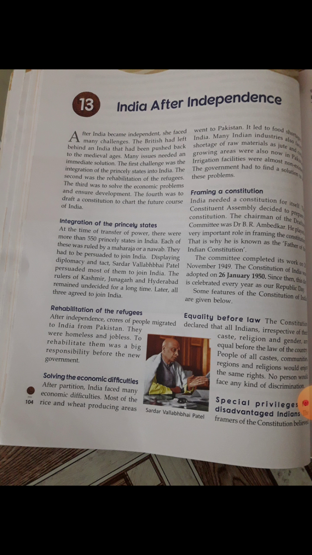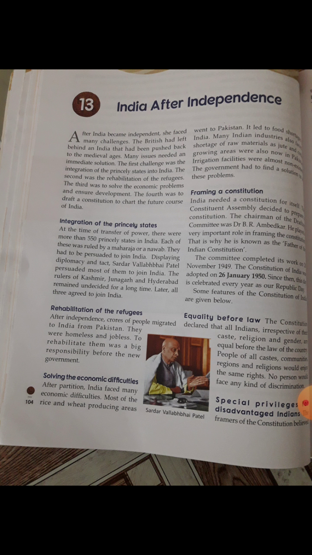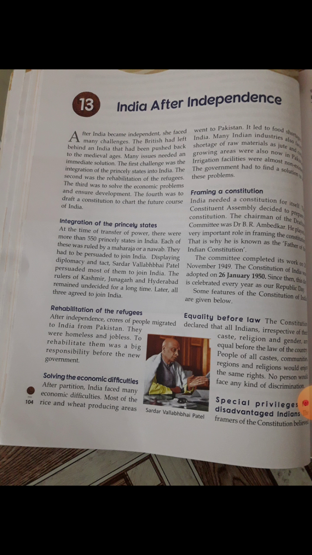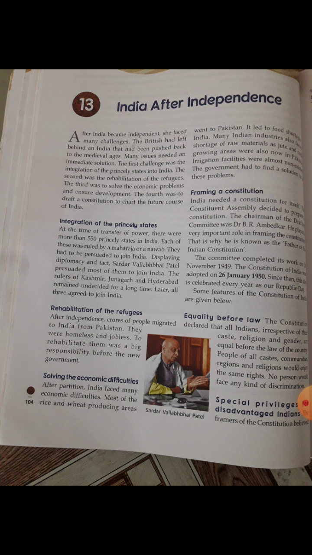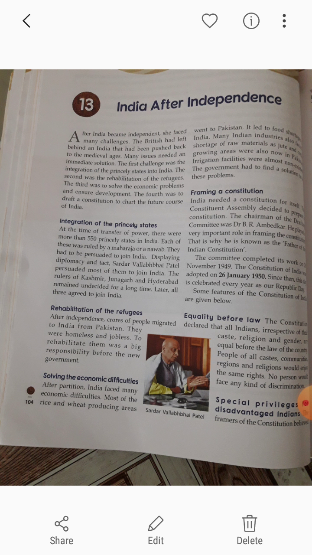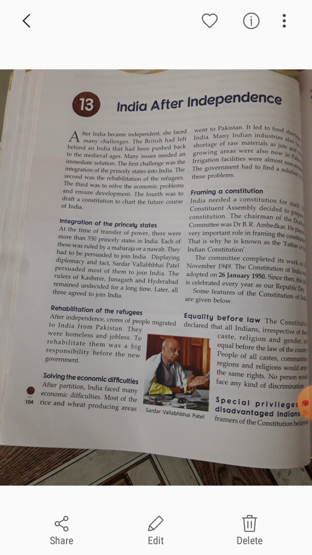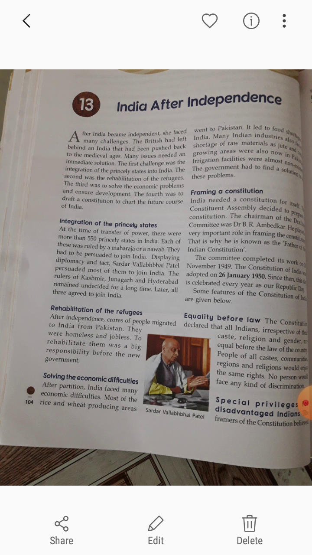At the time of transfer of power, there were more than 550 princely states in India, and each one of these was ruled by a Maharaja or Nawab. They had to be persuaded to join India. So, Sardar Vallabhbhai Patel persuaded most of them to join India. Now, the rulers of Kashmir, Junagadh and Hyderabad remained undecided for a long time. Later, all three agreed to join India. Clear? Now, next one, rehabilitation of the refugees.